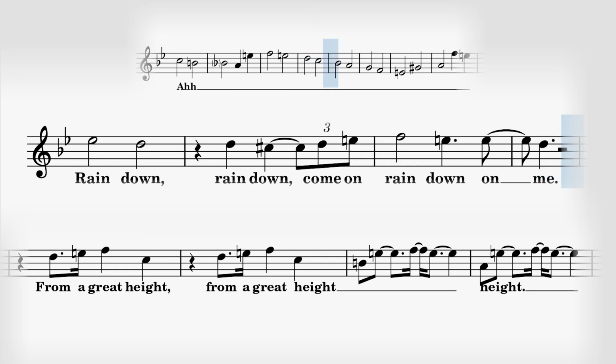"From a great height," however, cements the song in D Aeolian with the E natural present. Once again, word painting is used in the final two "heights," leaping a fourth on the first "height" and a fifth on the second.